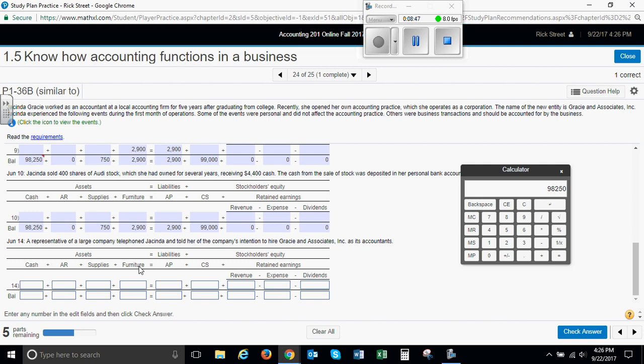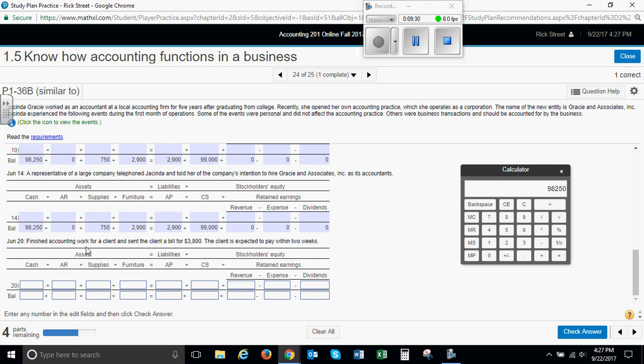Good. All right, so the next transaction, remember, June 14th, the representative of a large company telephoned Jacinda and told her that the company's intention is to hire her as their accountant. Well, there's no substance to that. Okay, it's nice that we're going to be hired as an accountant, but that is not a transaction either. We carry down our balances, recognizing that this occurred, but this is not a transaction, so we will not record it. Certainly not in our business account. All right, we'll check our answer, and boy, it should be right.